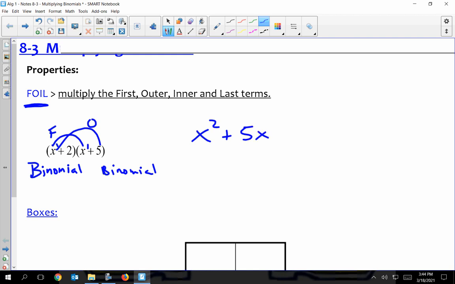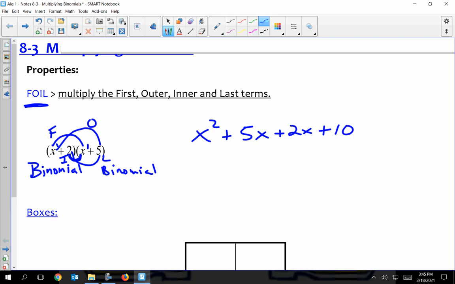The I in FOIL is the inner terms, or the inside terms, the two really next to each other. So multiplying that gets me 2x, and that's I. And then the last two terms. So the last term in each set of parentheses, that's the L, gives me my last piece. So 2 times 5 is 10.